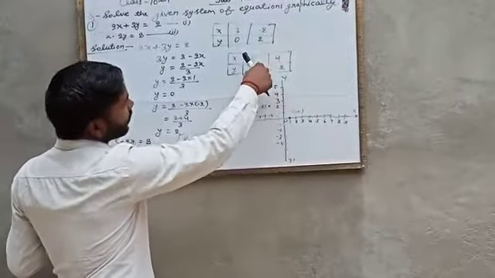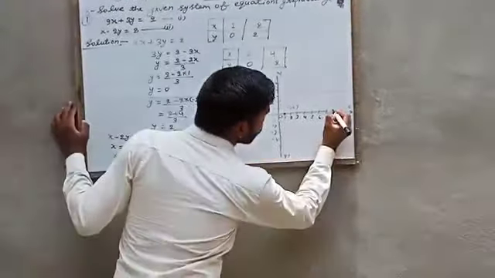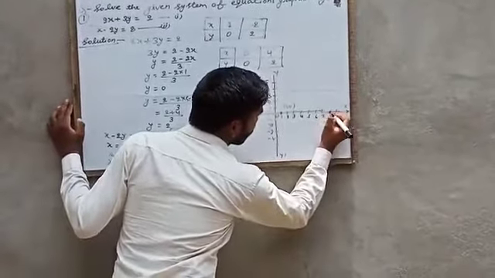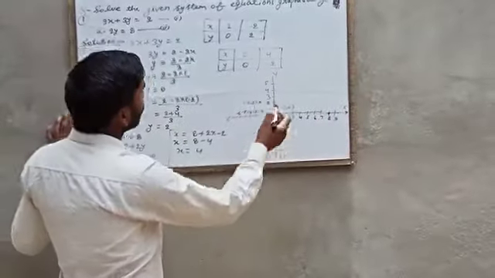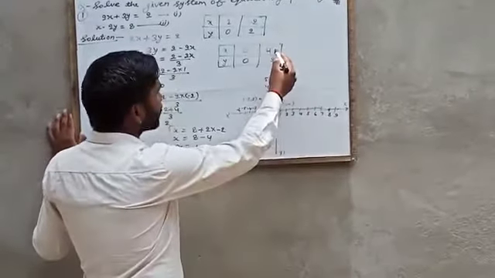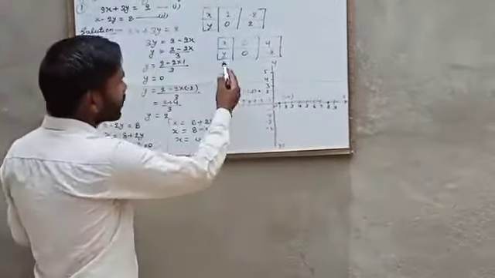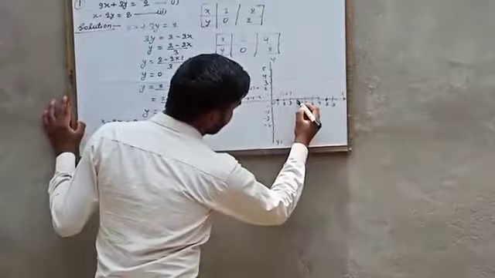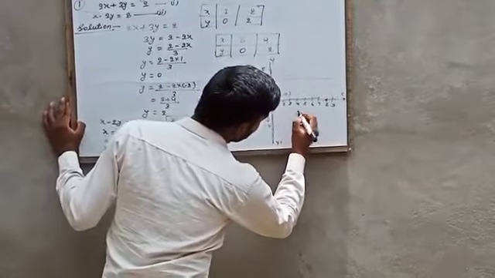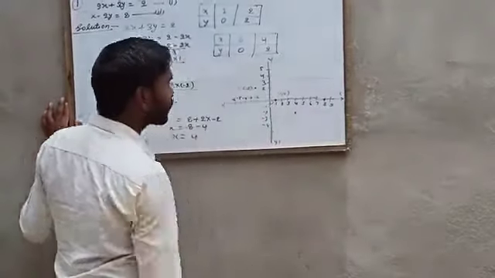Again we will plot here: when x is equal to 8, then y is equal to 0, so it will be here, 8, 0. And when x is equal to 4, then y is equal to minus 2. So x is equal to 4 and y is equal to minus 2, so it will be here.